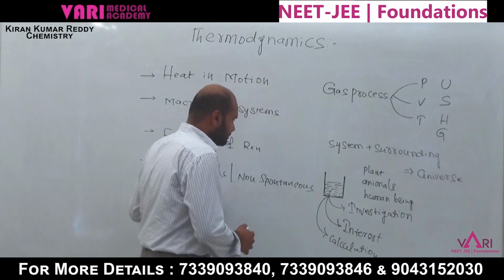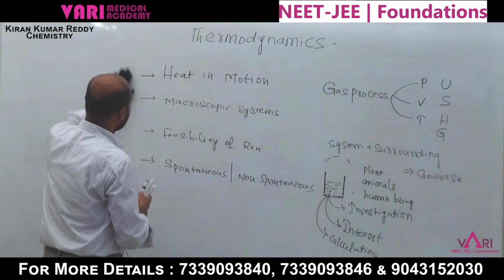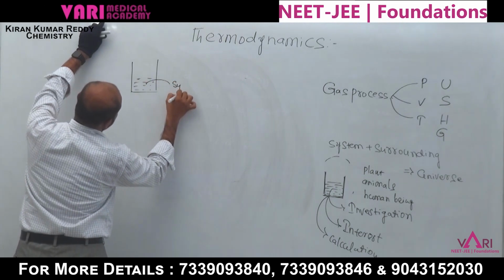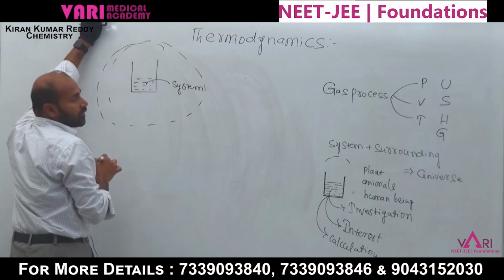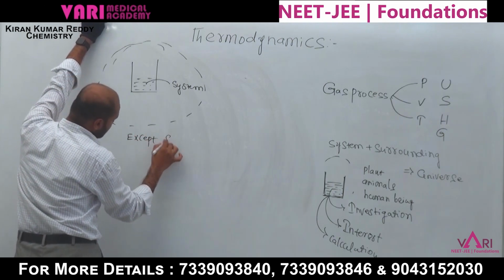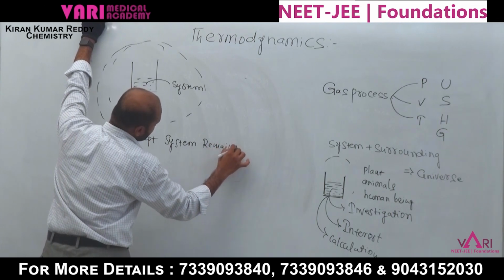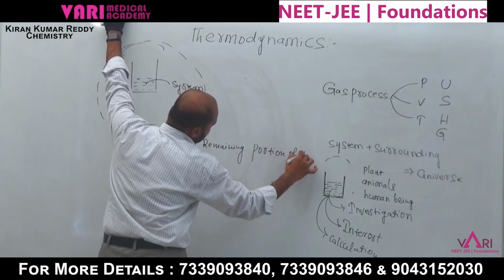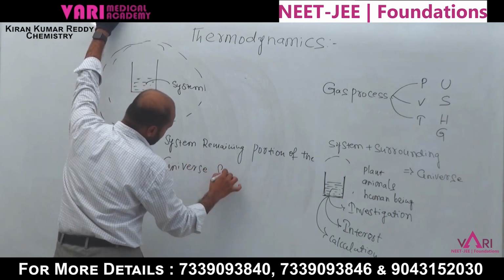Now what is the surrounding? Surrounding means the remaining portion of the universe. Inside, the system is present, and this outside is the total surrounding. What is the surrounding? Except for the system, the remaining portion of the universe is called the surrounding.